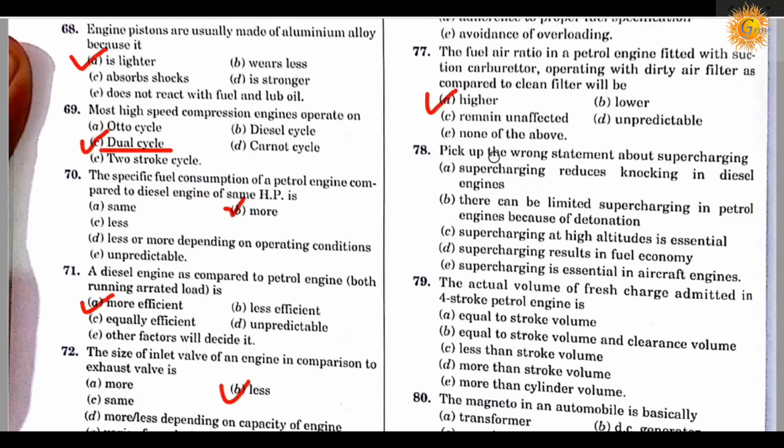Question number 78. Pick up the wrong statement about supercharging. Option A, supercharging reduces knocking in diesel engines. Option B, there can be limited supercharging in petrol engines because of detonation. Option C, supercharging at high altitudes is essential. Option D, supercharging results in fuel economy. Option E, supercharging is essential in aircraft engines. So the correct answer is D. Supercharging results in fuel economy.